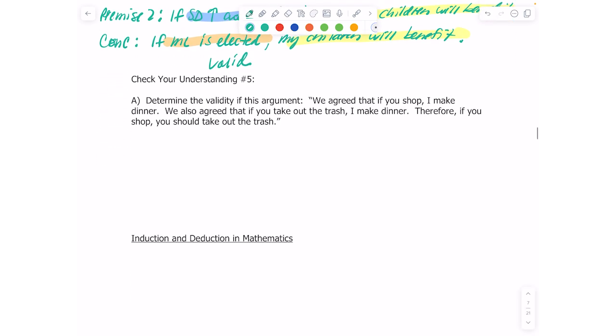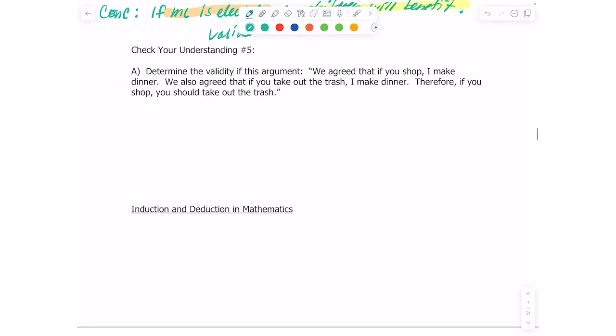Okay, you can pause the video and try this problem on your own, and then unpause when you're ready. Okay, you have to determine the validity of the argument. We agreed that if you shop, I make dinner. We also agreed that if you take out the trash, I make dinner. Therefore, if you shop, you should take out the trash.